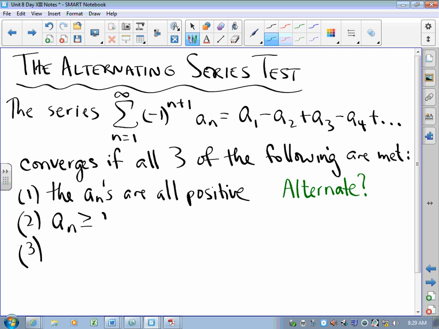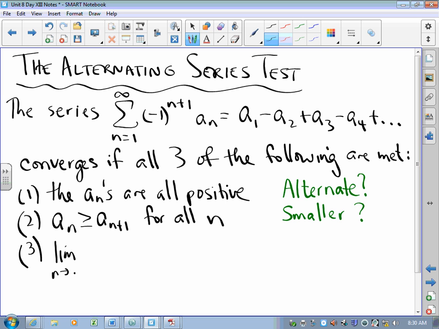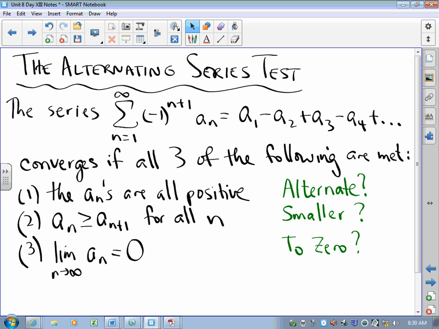Second, a sub n has to be greater than or equal to a sub n plus 1 for all n. In other words, you have to ask yourself, do the terms get smaller? It only makes sense if the terms get smaller. And then thirdly, the limit of the a sub n's has to be 0. Do the terms get closer and closer to 0? And all of this only makes sense if you understand what the alternating series test is doing.